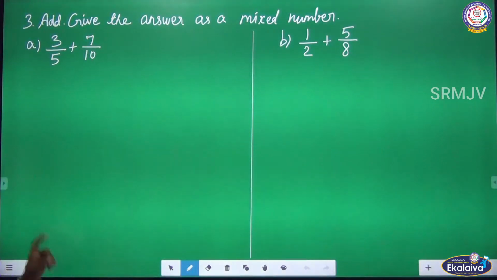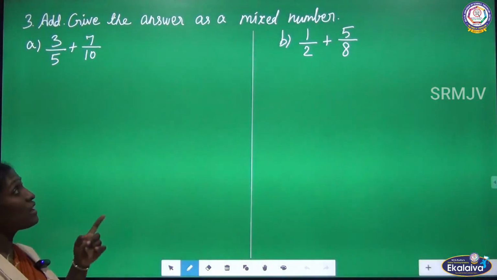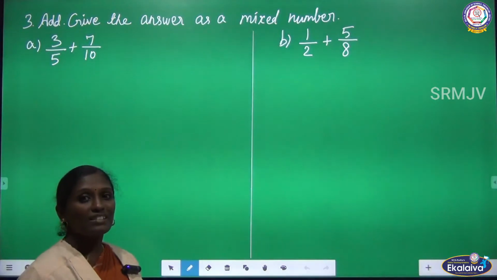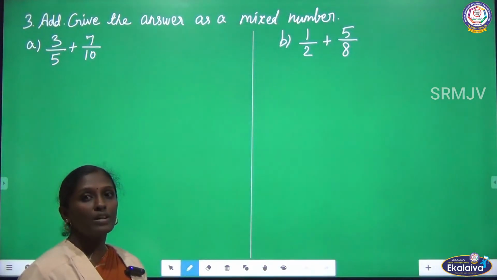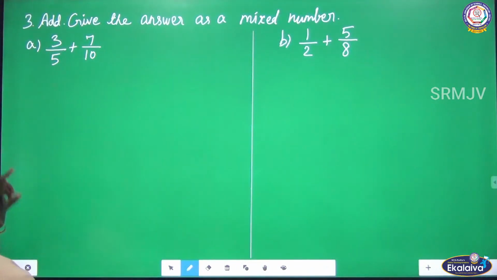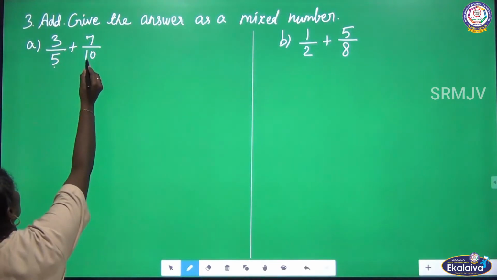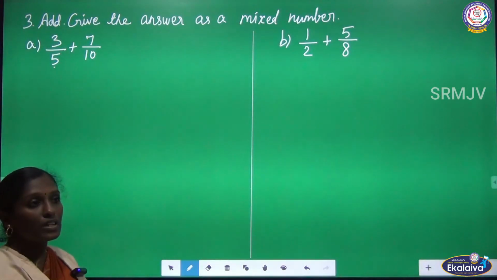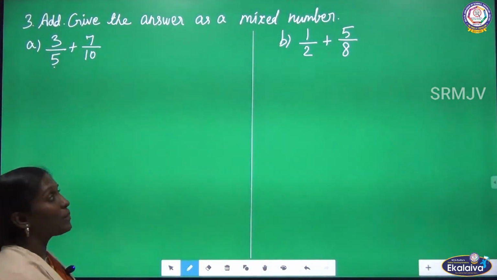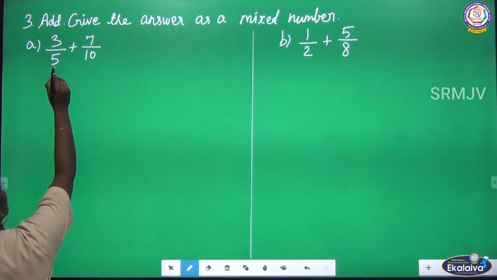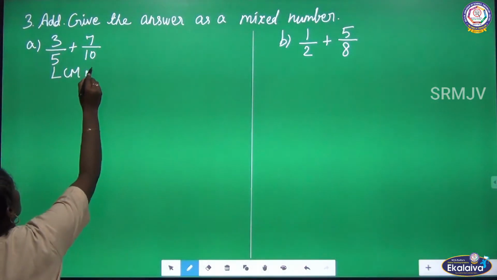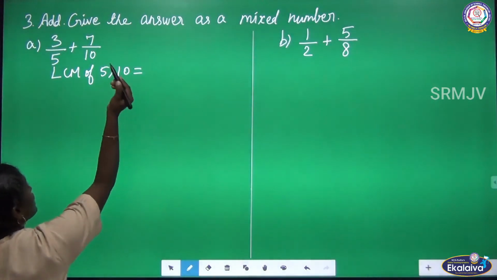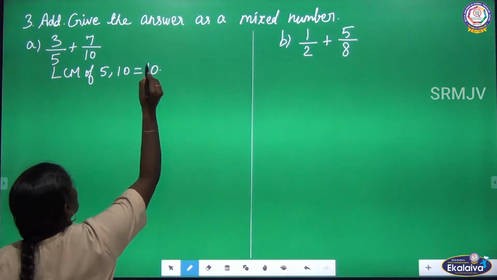The next question, add and give the answer as a mixed number. Okay, we have to write the answer as a mixed number, that is a whole number and a fraction. Okay, here the first fraction is 3 by 5 plus 7 by 10. Here first we have to convert the given unlike fractions to like fractions by finding the LCM of the denominator numbers. So LCM of 5 and 10 is, here 10 is the multiple of 5, so 10 is the LCM.